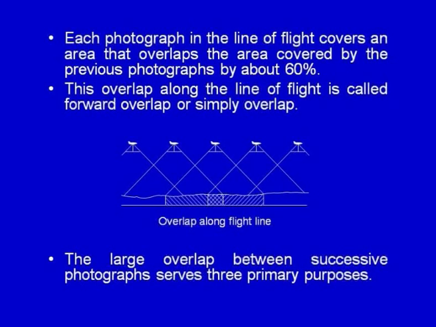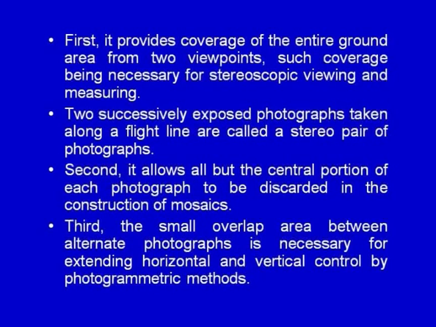Each photograph in the flight line covers an area that overlaps the area covered by the previous photograph by about 60%. This overlap along the line of flight is called forward overlap or simply overlap. The large overlap between consecutive photographs serves 3 primary purposes. First of all, it produces coverage of the entire ground area from 2 viewpoints, such coverage being necessary for stereoscopic viewing and measuring.